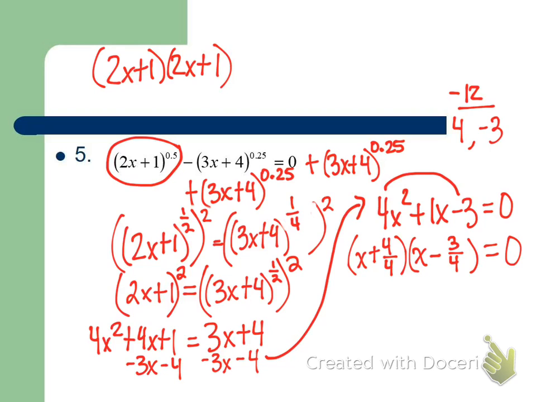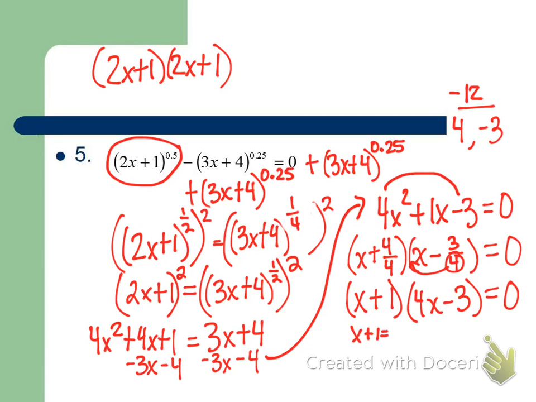Okay, which one of these simplifies? First one, 4 over 4 is? Does the other one simplify? No, so bottoms up. We end up with 4x minus 3. Now we need both of those to be set equal to 0. x plus 1 equals 0. 4x minus 3 equals 0.